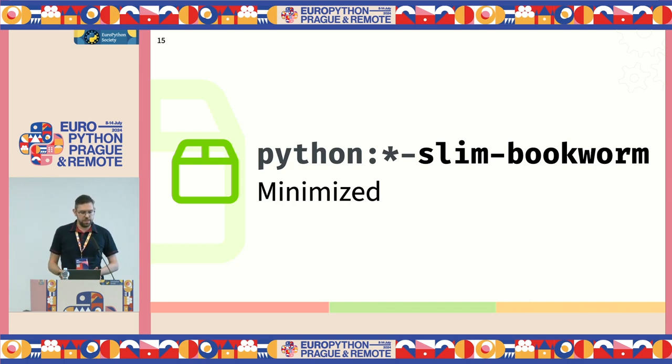So for production images, I recommend using the slim variant. The base system contains the bare minimum required to run Python, and you can install on it the libraries and tools you actually need for your application.